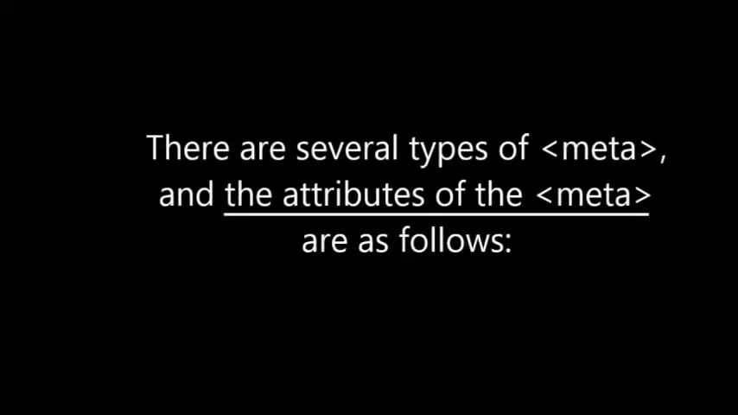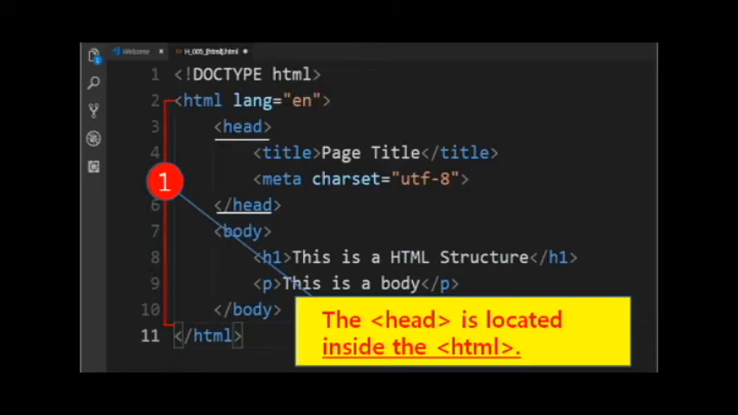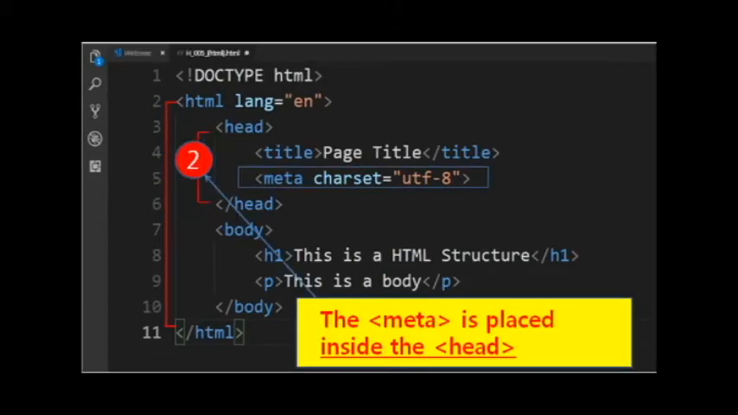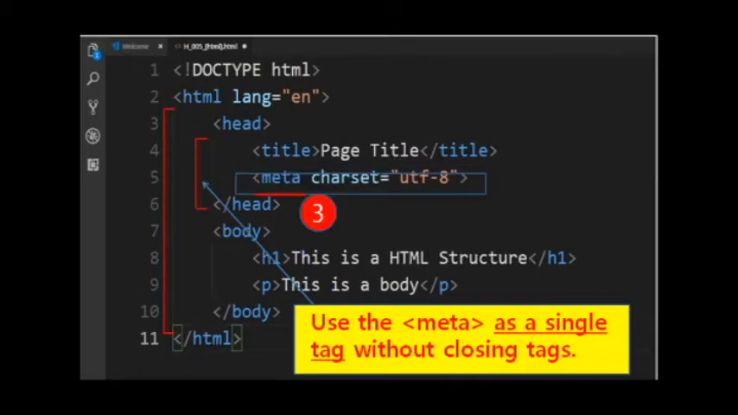There are several types of meta tag, and the attributes of the meta tag are as follows. The head tag is located inside the HTML tag. The meta tag is placed inside the head tag. Use the meta tag as a single tag without closing tags.